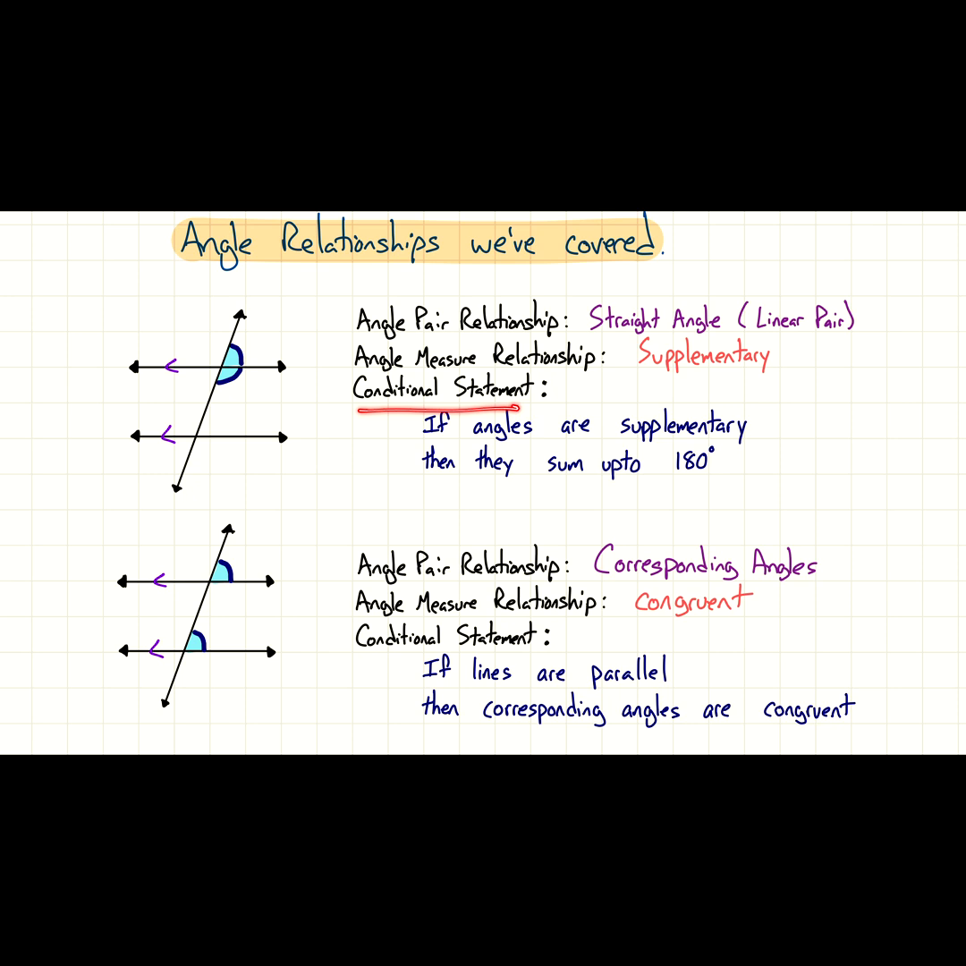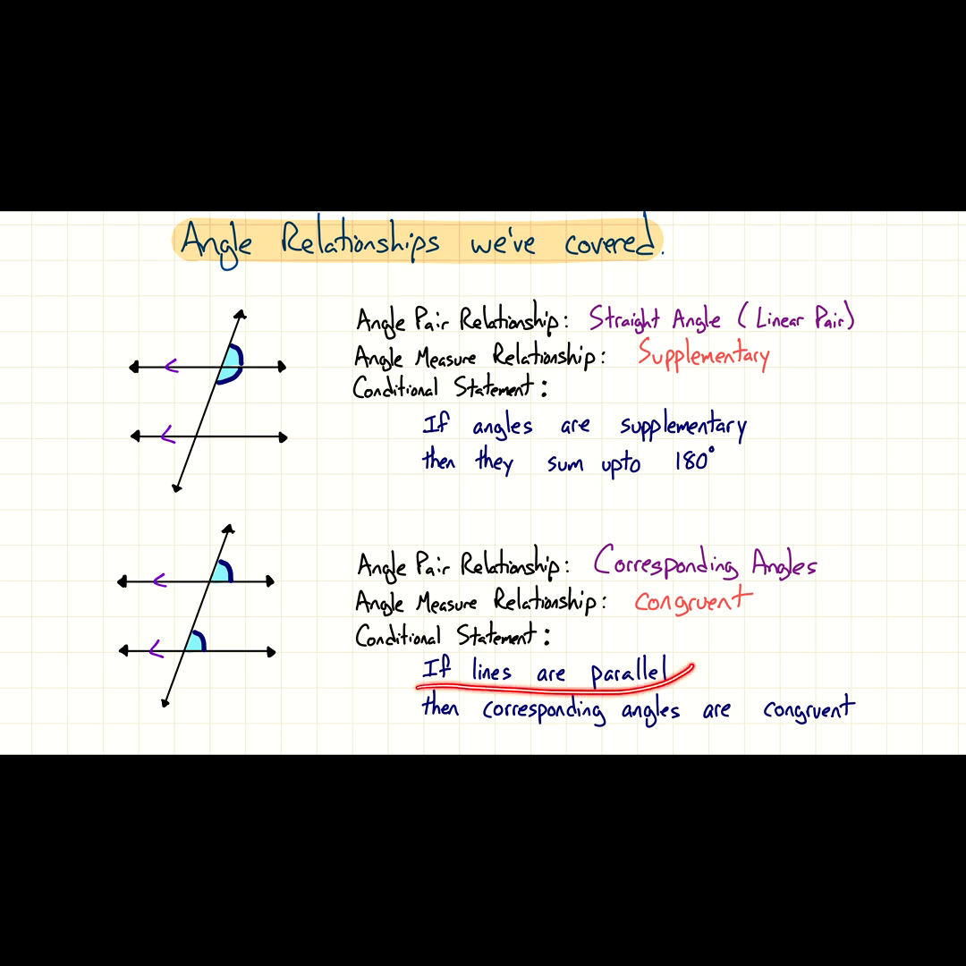So I've written conditional statements for you that you should know. A conditional statement has an if and a then. So if angles are supplementary, meaning they add up to 180 degrees, then they sum up to 180 degrees. That's kind of like a simple definition, if you want to think of it that way. Here the second one is corresponding angles. We went over that one last time in the last lesson. And then the angle measure relationship is congruent. So corresponding angles are congruent.